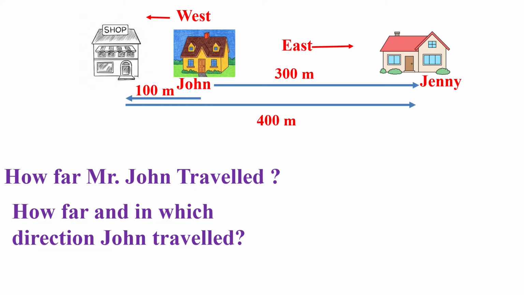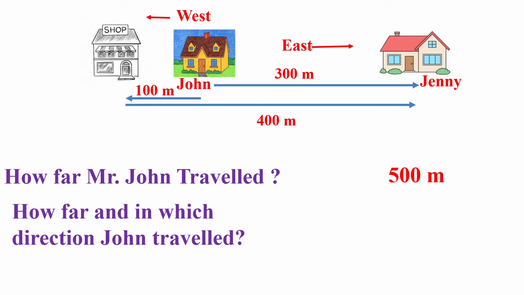Both the questions seem to be similar, but there is a little difference. In the first question, only how far Mr. John traveled is asked. But in the second case, the direction is also asked. That's why if someone asks you how far Mr. John traveled, then you can say that he traveled 500 meters. And 500 is a number, meter is its unit.